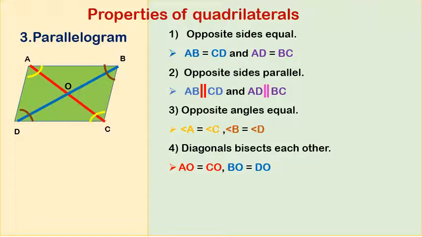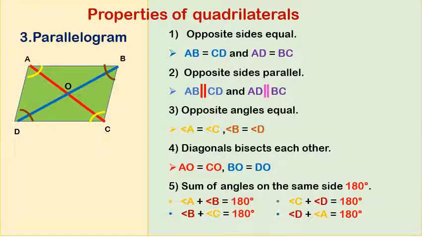And one more property is there. Sum of angles on the same side is 180 degrees, which means angle A plus angle B equal to 180 degrees, angle B plus angle C equal to 180 degrees, angle C plus angle D equal to 180 degrees, and angle D plus angle A equal to 180 degrees.